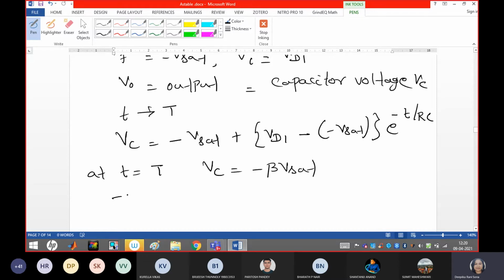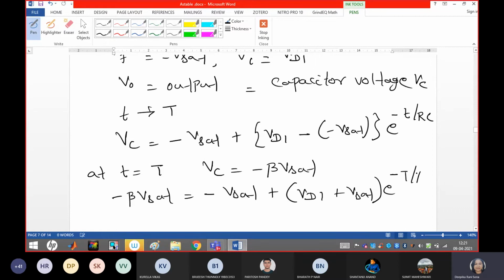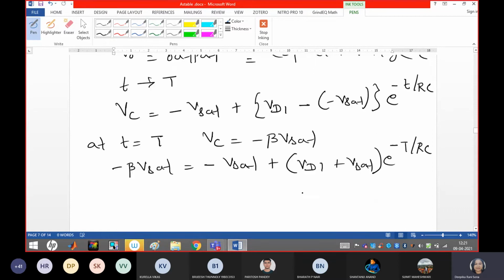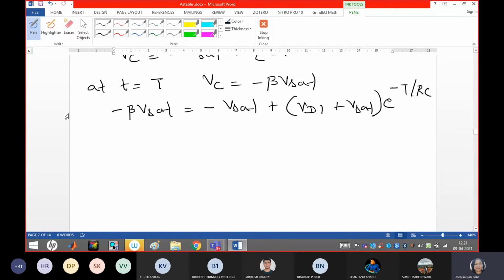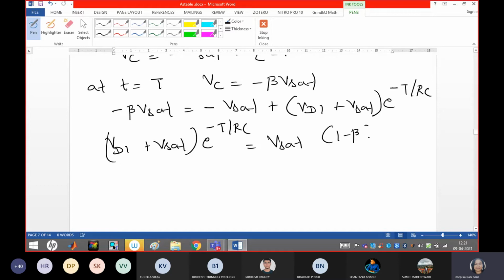I may represent my equation: minus beta Vset is equal to minus of Vset plus (Vd1 plus Vset) into e to the power minus T by Rc. I have just represented the values in the equation, guys. Then if I take this part to the left hand side, so (Vd1 plus Vset) into e to the power minus T by Rc, because I need the time period. The same procedure we followed with the astable multivibrator, we have to follow here. So Vset into (1 minus beta) will remain.